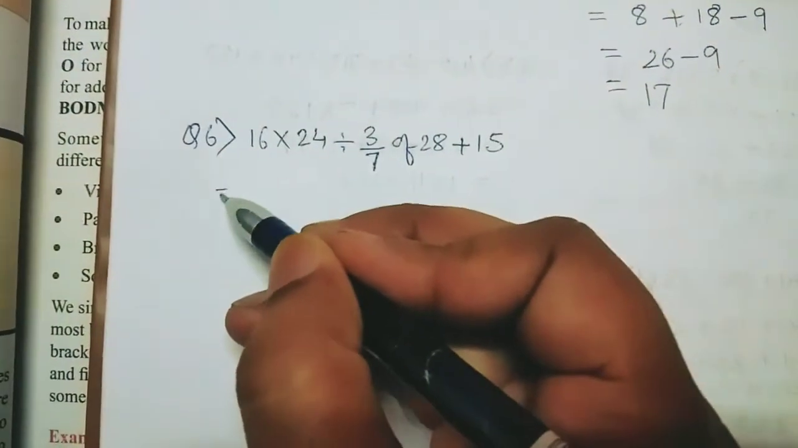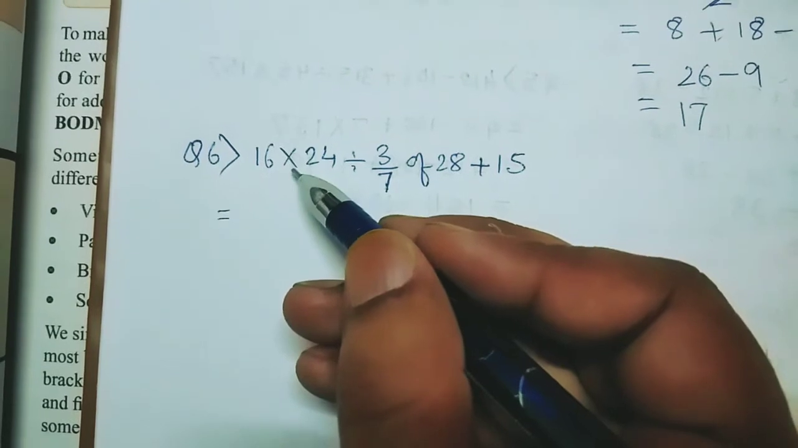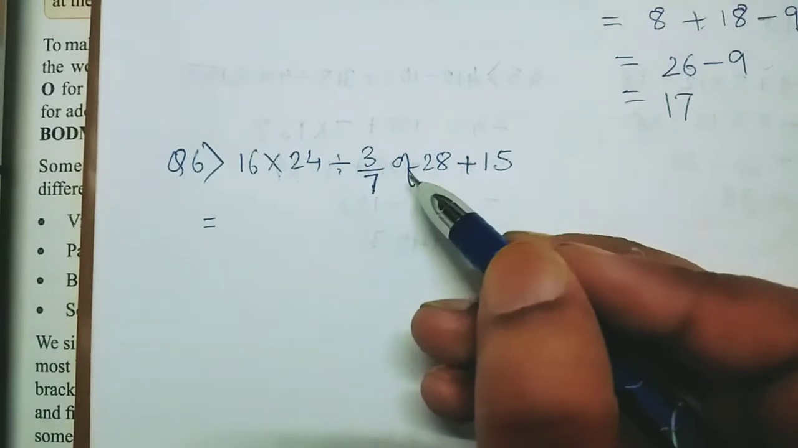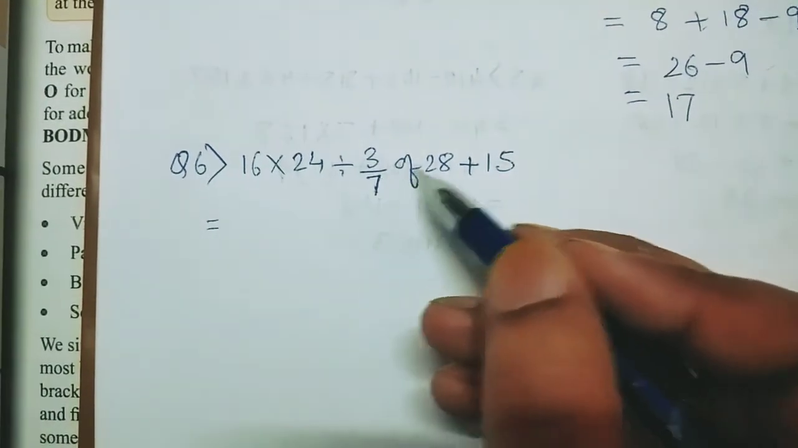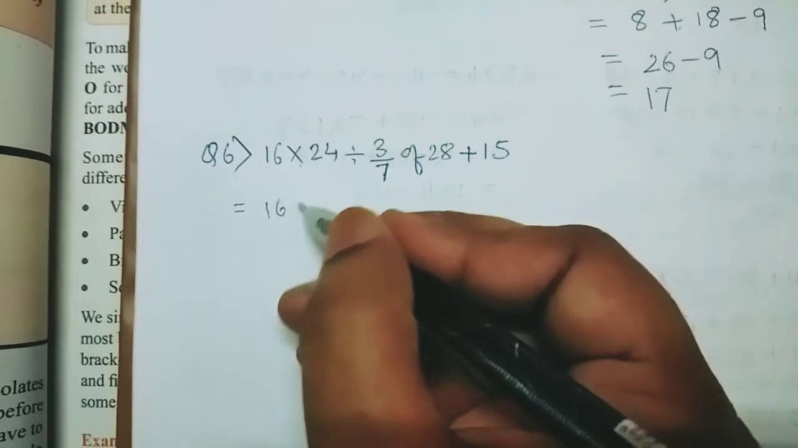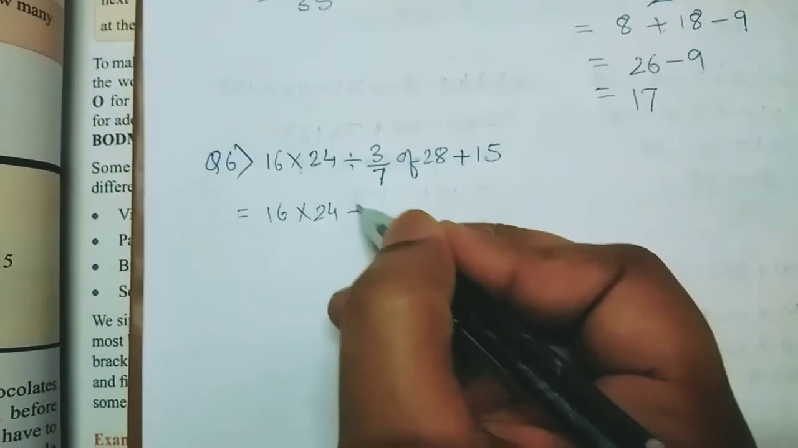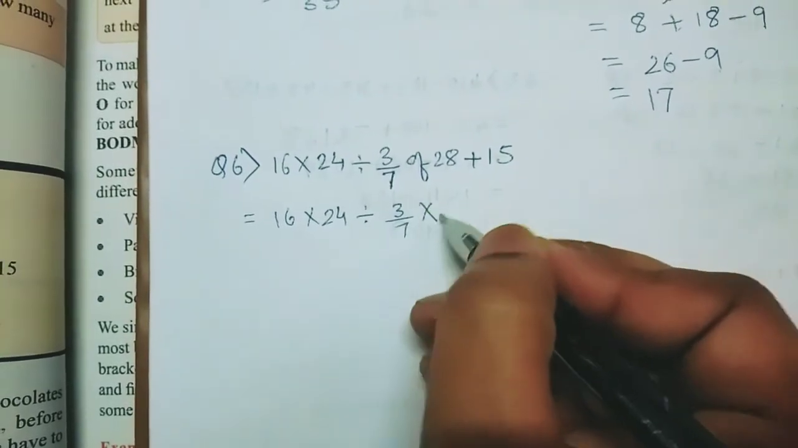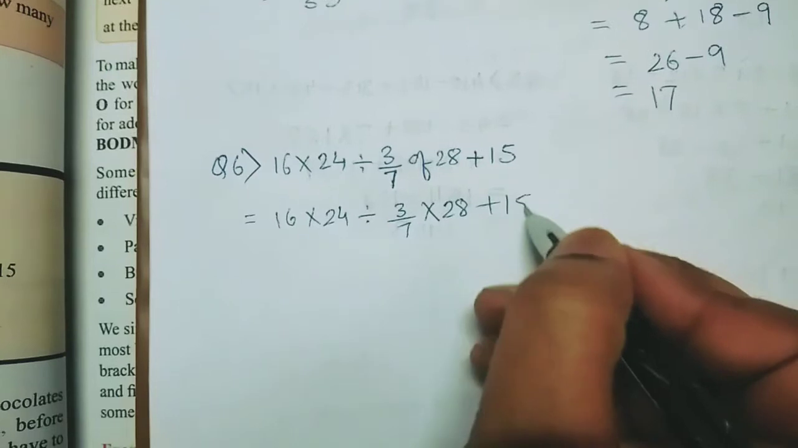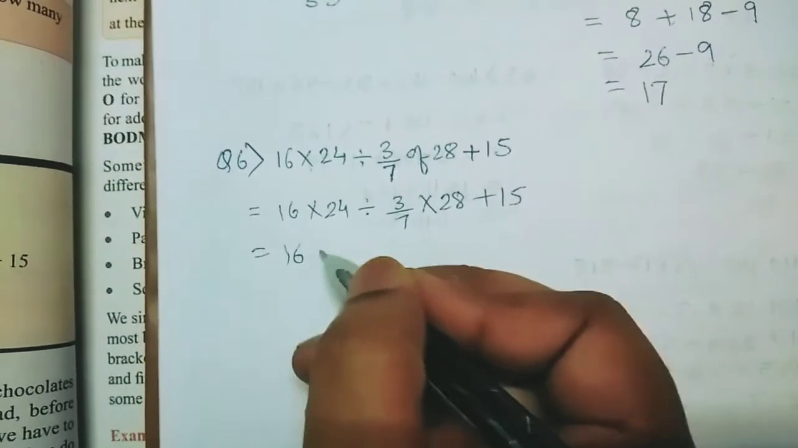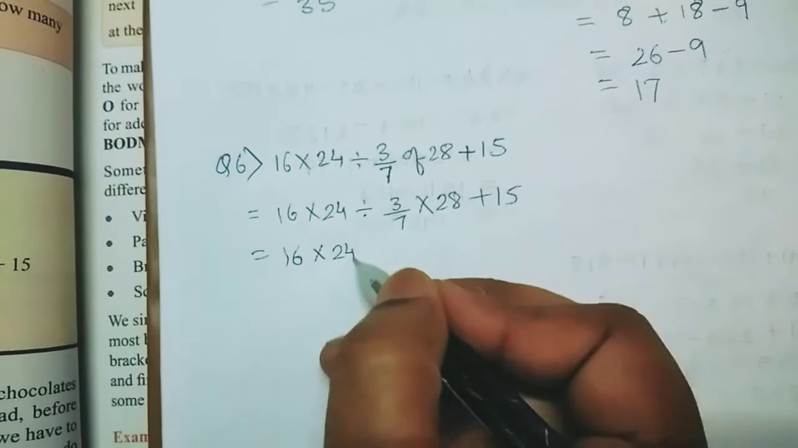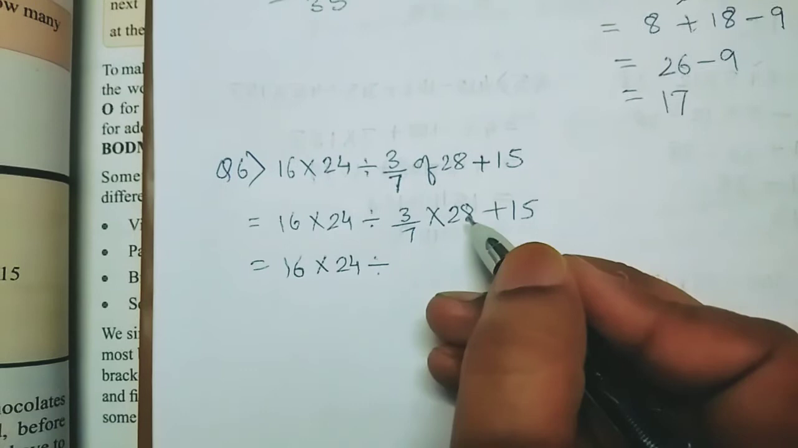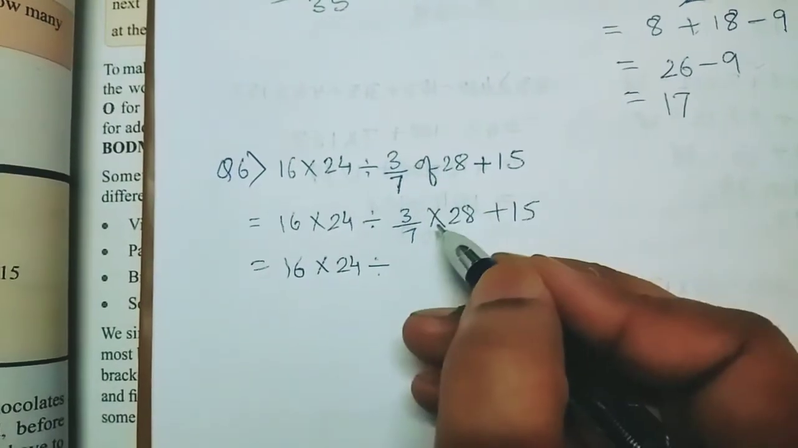Okay students, here you can see again there is multiplication, division, off and plus. So first of all, what operation will we do? We'll do the operation of off. That means 3 by 7 of 28. So right here 16 into 24 divide 3 by 7 off 28 plus 15. Off means multiplication. So do not do this multiplication now, 16 into 24. No. Because we have to solve the off operation first of all. So this is the off operation. 3 by 7 into 28, in place of off we can write into.